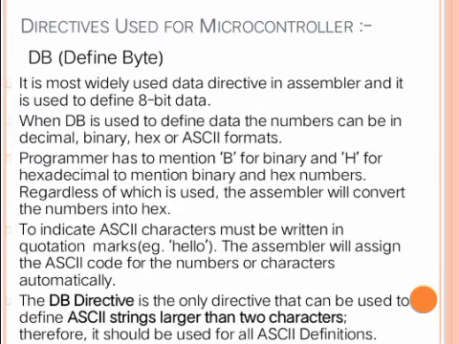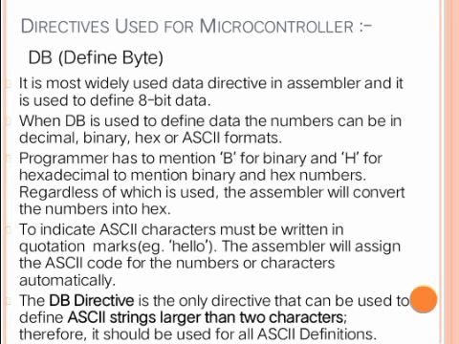Directives used for microcontroller. So first we will see the DB means defined by directive. It is the most widely used data directive in assembler and it is used to define 8-bit data. When DB is used to define data, the numbers can be in decimal, binary, hexadecimal or ASCII formats. So DB is used to define the number or character type in the program. Programmer has to mention B for binary and H for hexadecimal, and for decimal we do not require any character as it is predefined.